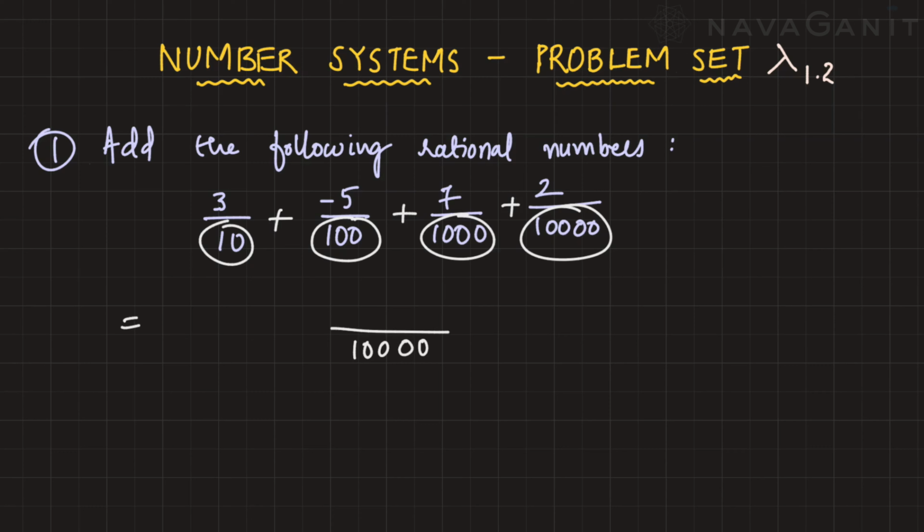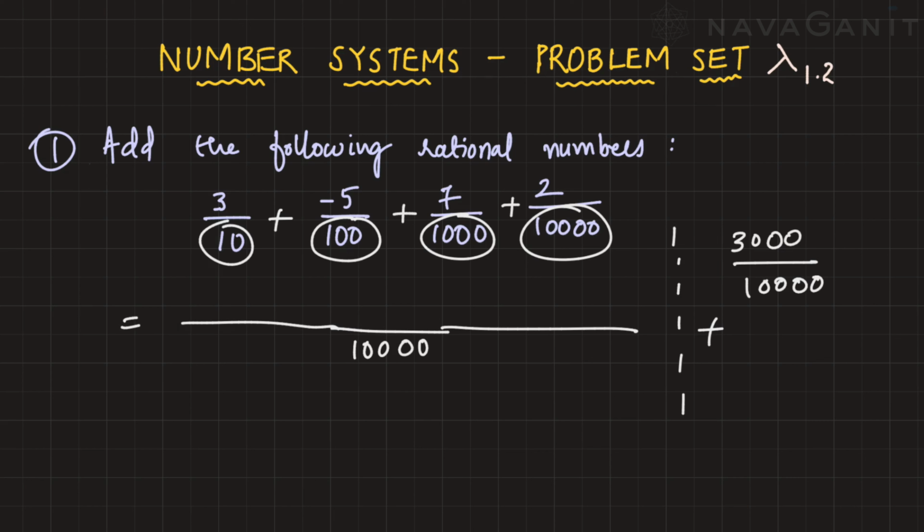Now 3 by 10, I can write it as 3000 upon 10,000 plus minus 5 by 100, I can write it as minus 500 upon 10,000. So how am I doing this? I am multiplying the 100 with another 100 to arrive at 10,000. So minus 5 also I will multiply it with 100.